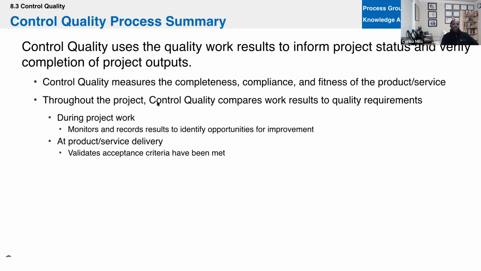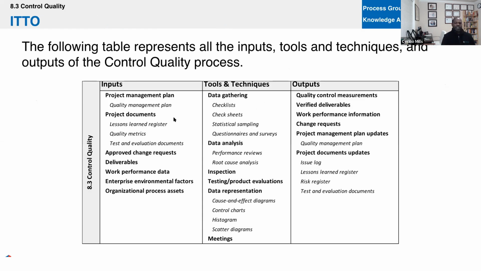So we are measuring the completeness, the compliance, and the fitness for use of whatever deliverable we're creating. So we're comparing the results to the quality requirements. Basically, we had our plan quality where we said, okay, this is how we're going to meet the requirements with consistency. We come in with a plan. Now that we produce a deliverable, let's test it and make sure it's meeting its requirements. So the main outputs here are going to be the quality control measurements that we'll use as an input to quality assurance to make sure the plan is working.